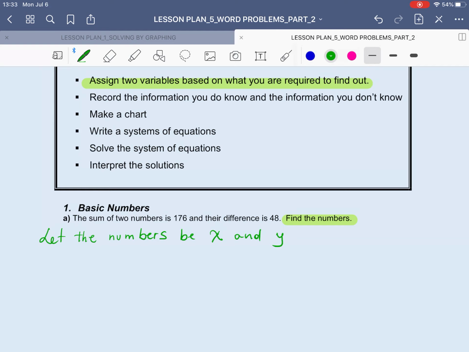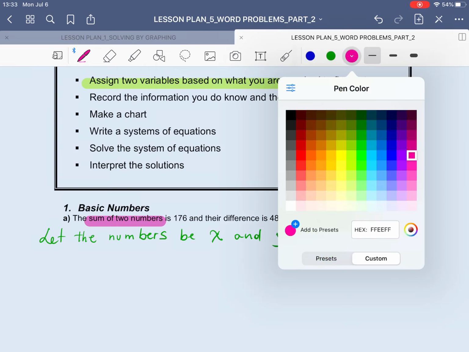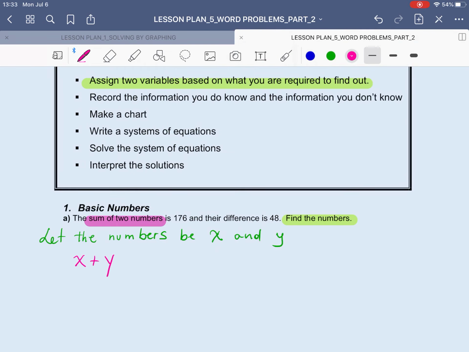And it says in here that the sum of the two numbers is 176. So if the sum of two numbers is 176, that means that the two numbers x and y must add up to 176. The next piece of information given here is that the difference of the two numbers is 48, and because we aren't told which number comes first, and it doesn't really matter when you think about it, I'm going to write x minus y equals 48. Okay, this is called translating words into equations.